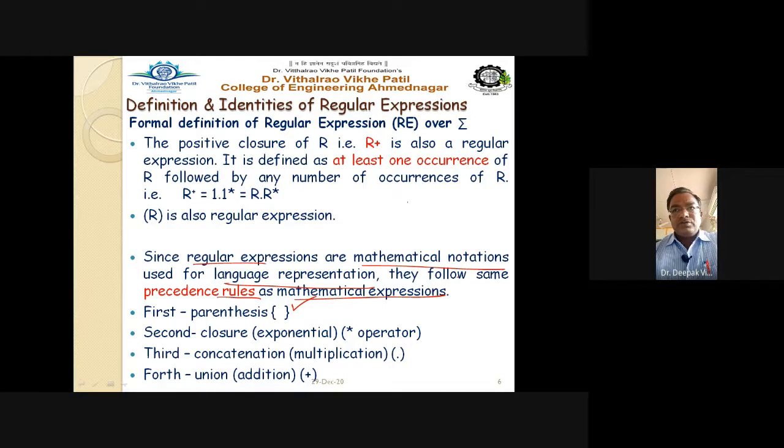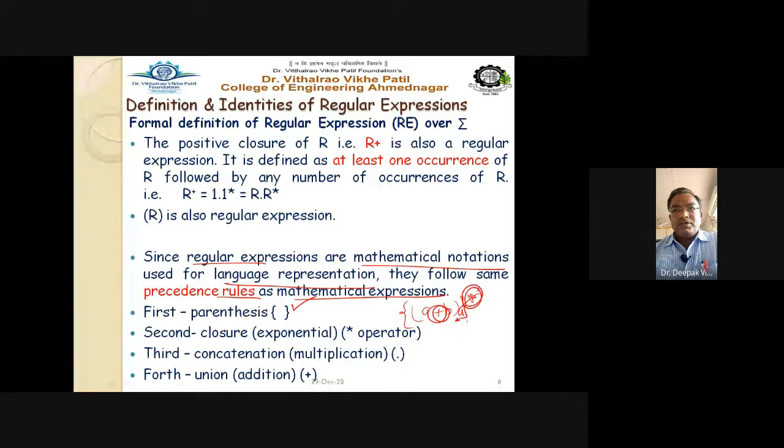Getting this one? Suppose we have an expression like a plus b, and then the curly bracket, they have the highest priority. They must be solved first. Then comes the closure operator, that is the exponential operator. Then concatenation, say multiplication, like dot a, is having the next priority, and the last priority is given to the union operator or the addition operator.